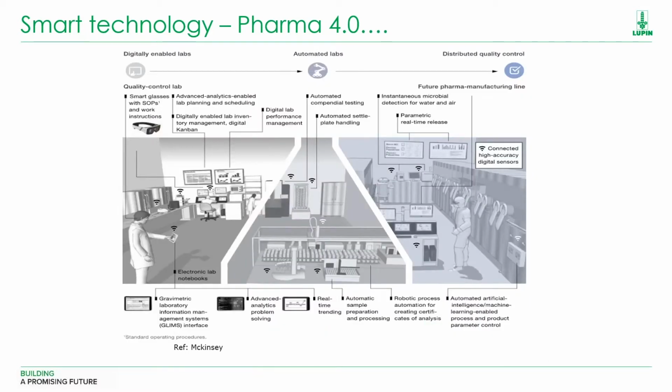Yeah, this is just a picture depicting what it could look like. And in terms of the transition from the digital lab, I've taken this from a McKinsey article: digital-enabled lab versus automated lab, to the actual distributed quality control, where parametric real-time release can be achieved.